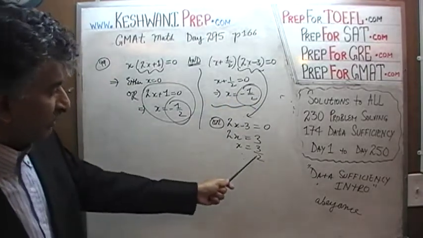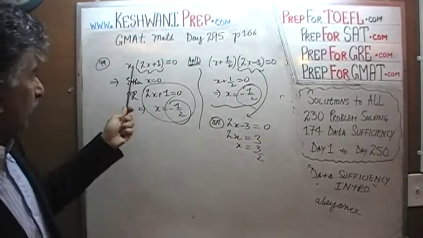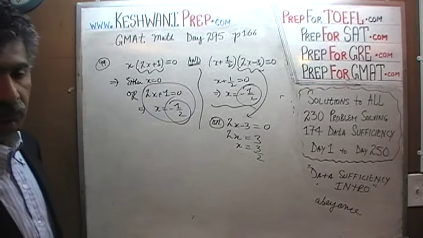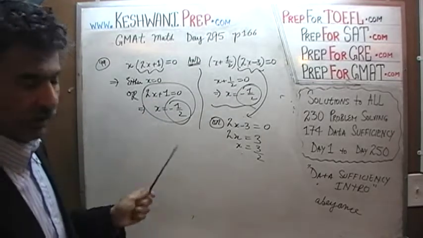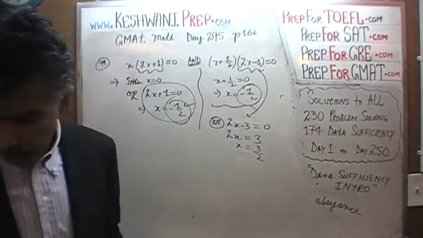Similarly, x cannot be 3 over 2. 3 over 2 would work here, but it won't work here. 3 over 2 plus half times 2 times 3 over 2 plus 1 is not going to be 0. So the only value that works in both scenarios is when x is equal to negative half. That's it. The answer is negative half.